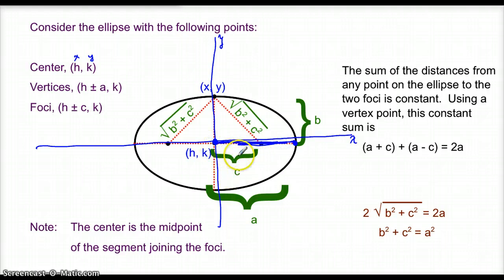That distance we define as a, so this particular vertex right over here is going to be our h value, the x value at the center, plus a, whatever that distance is. This one is going to be the h value of the center minus a. So our vertices are h plus or minus a, and the y coordinate of each vertex is whatever the y coordinate of the center is, the k value. Now the foci, let's clear some of this out a little bit.